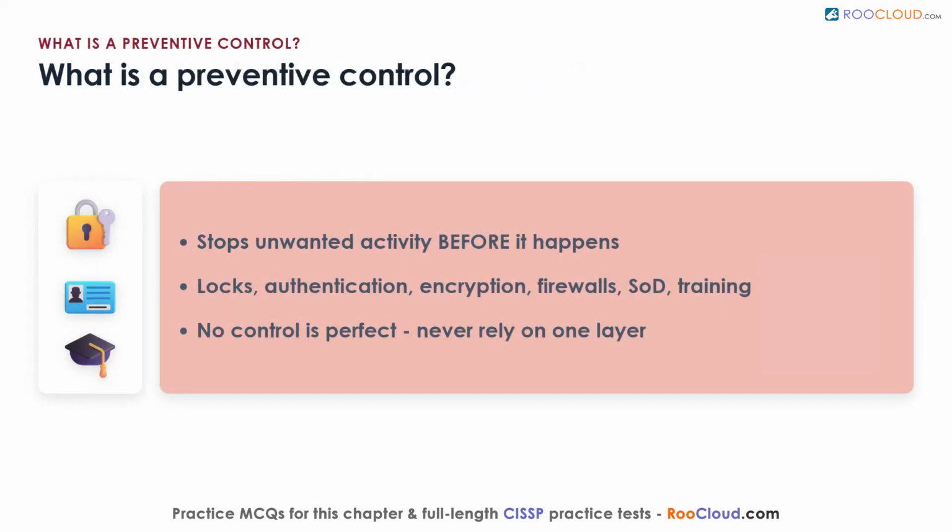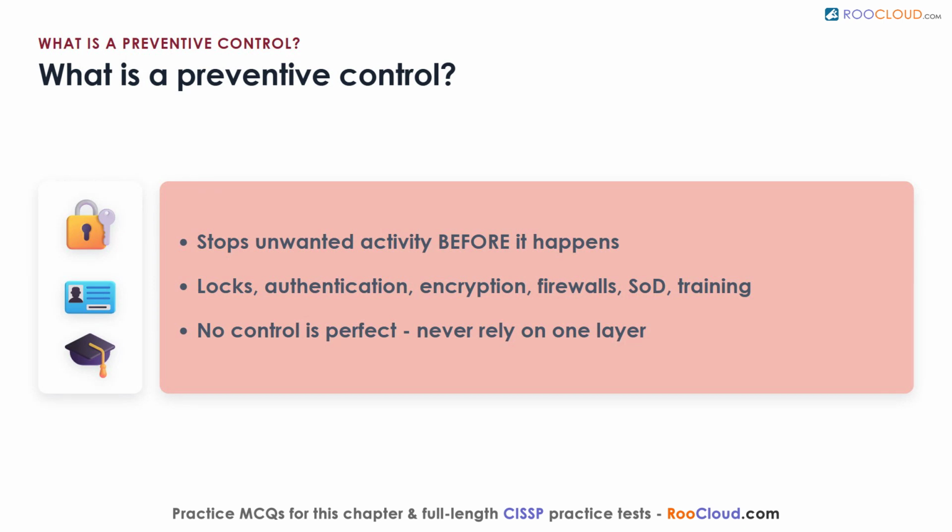What is a preventive control? One that stops unwanted activity before it happens. Preventive controls are your first line, aiming to block a threat from ever succeeding. Examples include locks, authentication, encryption, firewalls, separation of duties, and security training. Picture a locked door that simply refuses to open for the wrong person.